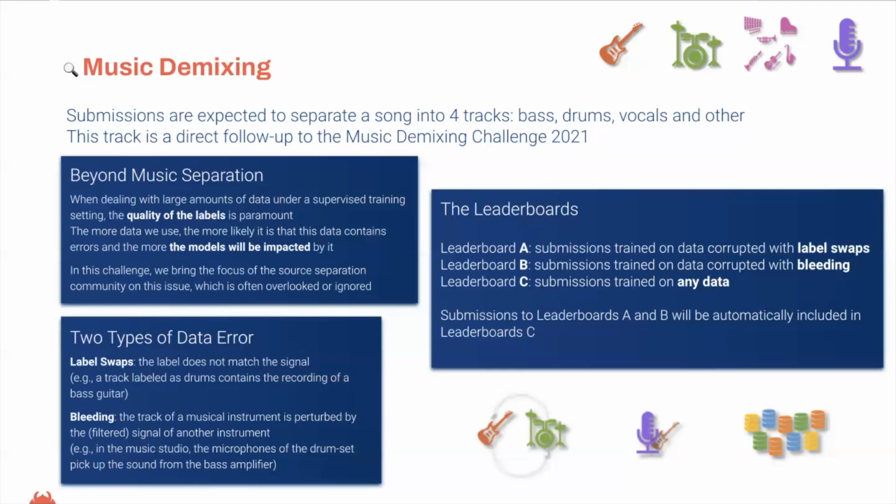So in the end, we define one leaderboard, leaderboard A, for submissions that are trained on data which is corrupted with the first kind of error, so the label swaps. Leaderboard B is the same, but data corrupted with bleeding. And finally, leaderboard C is submissions trained on any data, and this is basically identical to leaderboard B of the previous challenge, the Music Demixing Challenge in 2021.